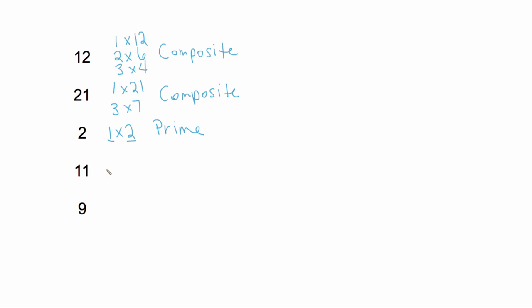11. 1 times 11, that means it's prime. 9. We have 1 times 9, but we also have 3 times 3. That is composite. Let's talk about 2 numbers that do not fit into these categories of prime and composite.